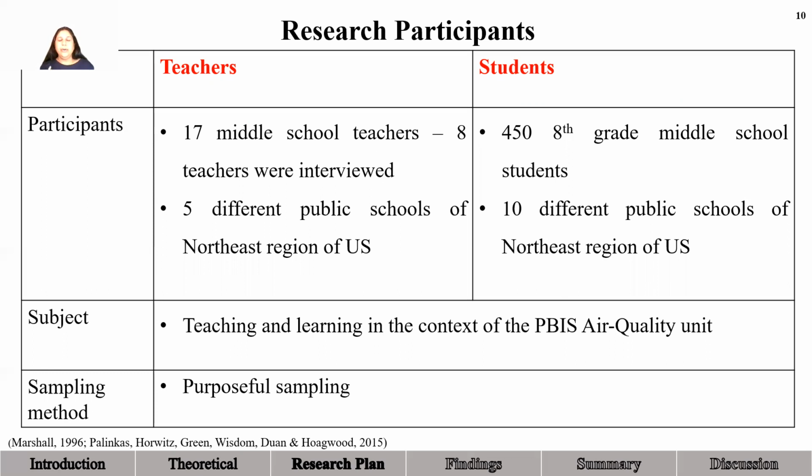On the other hand, 450 8th grade middle school students from 10 different public schools of the Northeast region of the US participated in the research. Teaching and learning took place in the context of the PBIS Air Quality Unit. Purposeful sampling was used for the selection of teachers and students in the research.